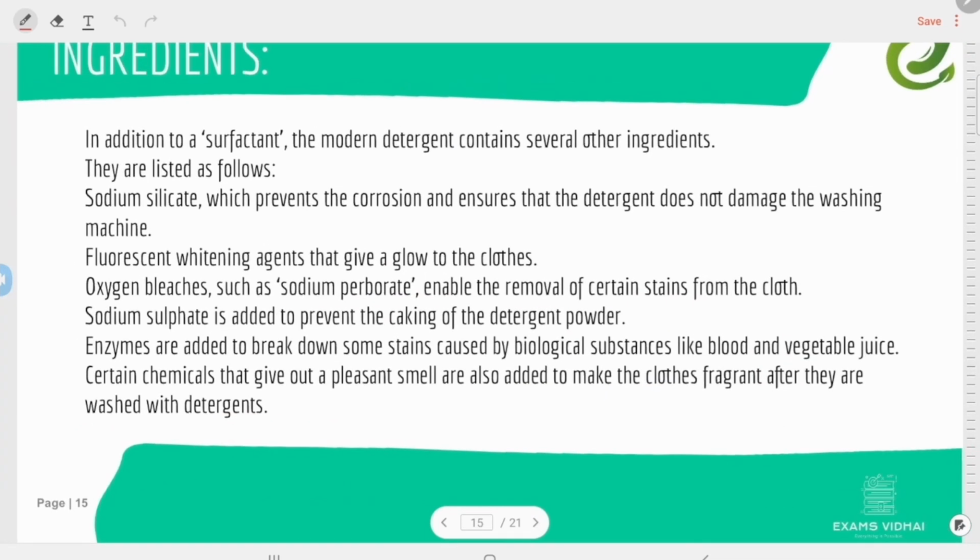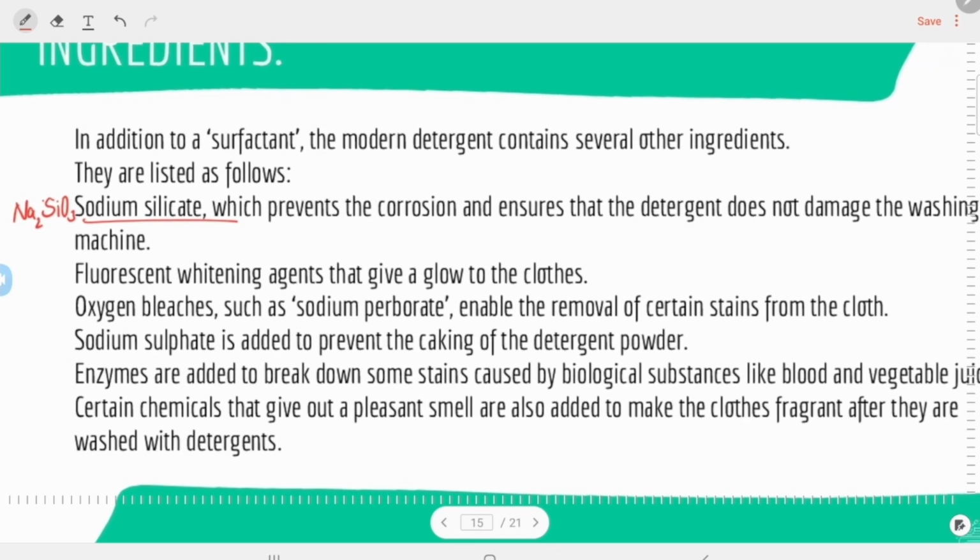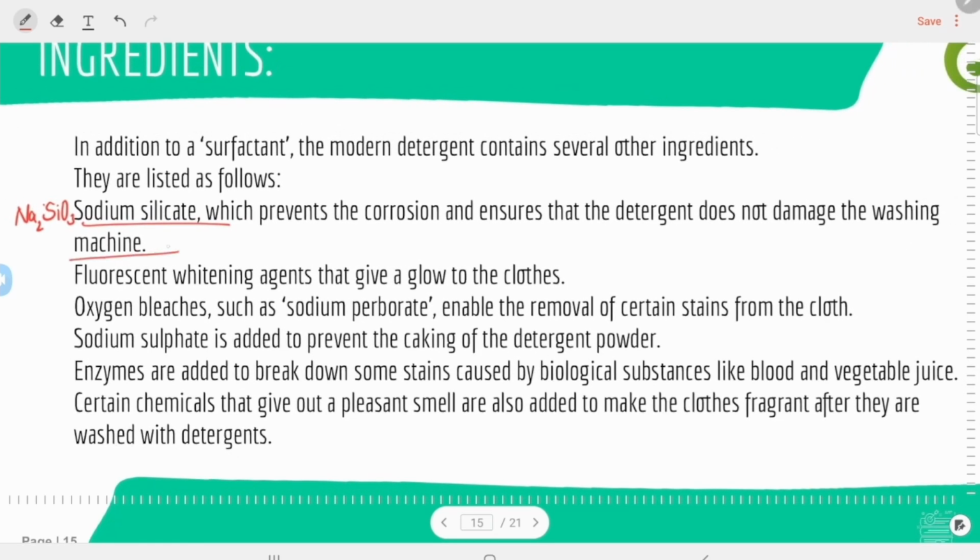Ingredients. In addition to surfactants, the modern detergent contains several other ingredients. Sodium silicate, Na2SiO3, prevents corrosion and ensures the detergent does not damage the washing machine.